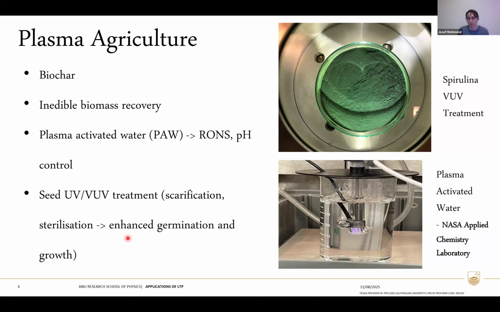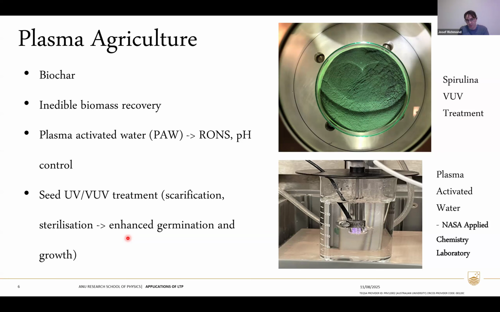Another one is plasma activated water. As that name suggests, you basically have a plasma and you introduce it to water. And if you have nitrogen or oxygen gases involved, you can generate these reactive oxygen nitrogen species in the water. Some examples of those are nitrates and nitrites. Those are very common ingredients in chemical fertilizers here on Earth. So in that direction, you can take this liquid solution and use it as a nutrient source for your farming operations. You can also do pH control, which might be useful for sterilization or cleaning.